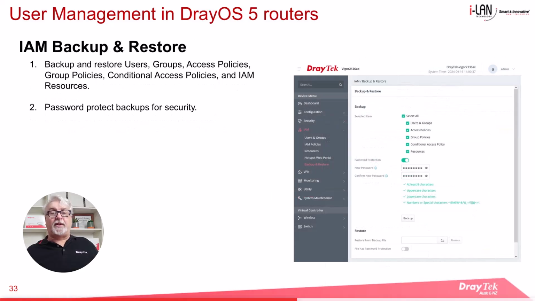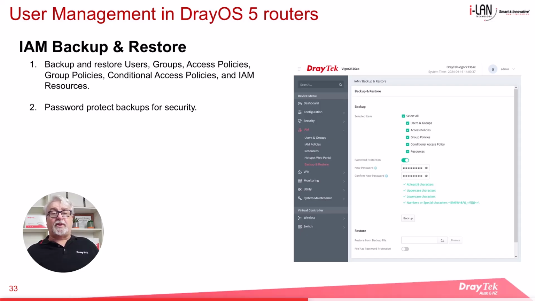DrayOS 5 also includes a backup and restore function just for your IAM settings, so you can back them up before making important changes and re-import your previously backed up settings if anything ever goes wrong. You can select exactly which elements of the identity and access management you want to back up, including users and groups, access policies, group policies, conditional access policies, and IAM resources. Backups can also be password protected.